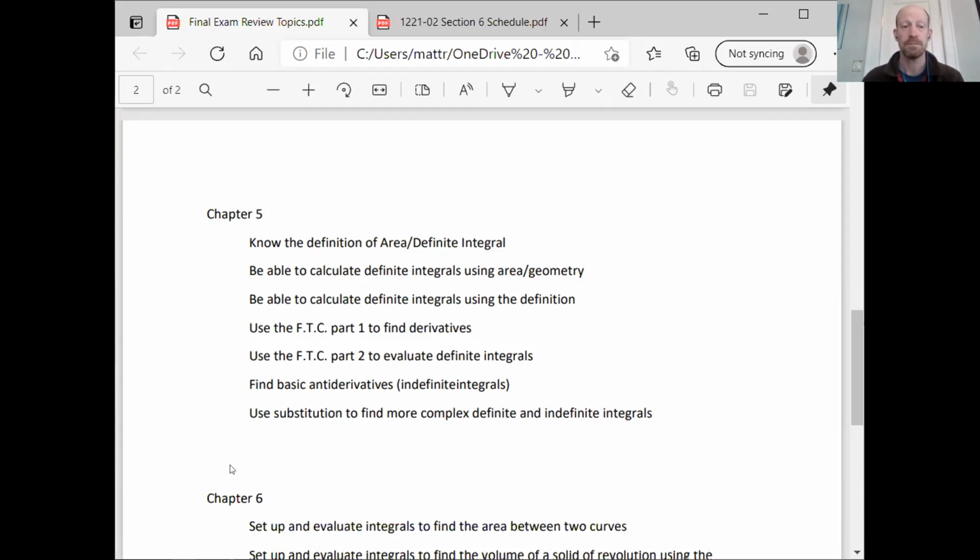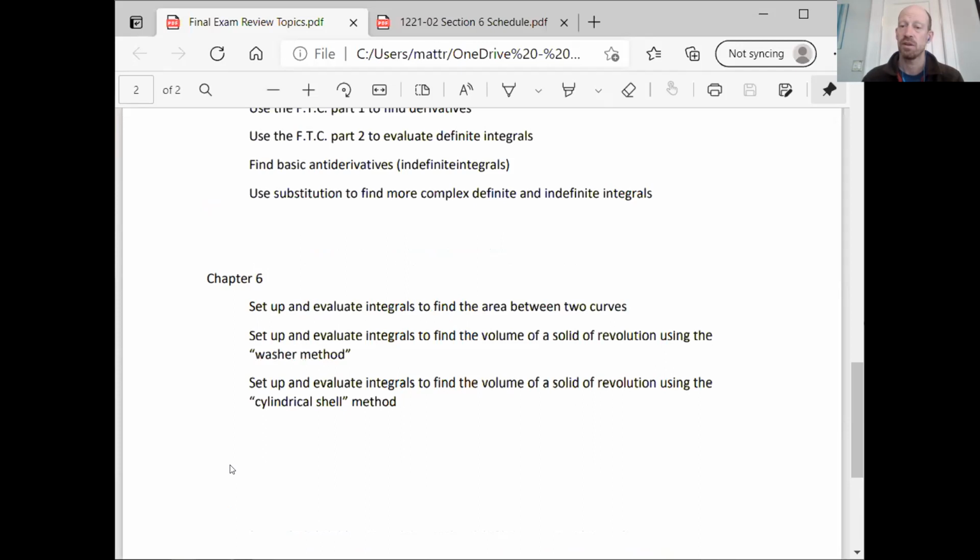And then chapter 6, there's these 3 questions, right? Area between 2 curves, washer method, cylindrical shell method. Being able to choose and use and set up each of those methods. Okay. Any other questions on these?